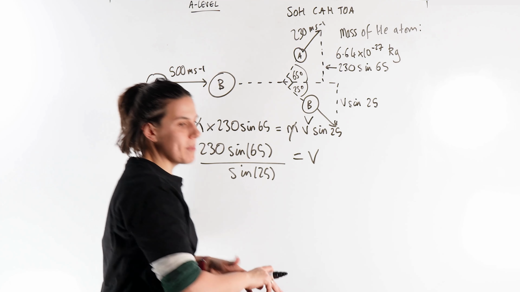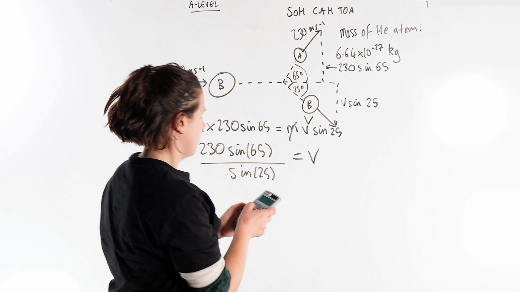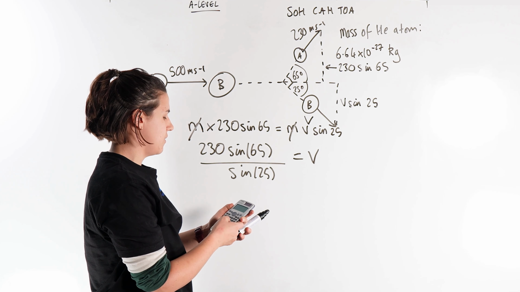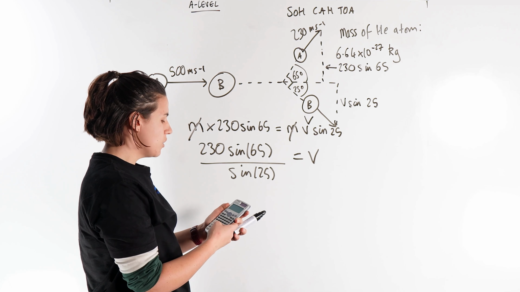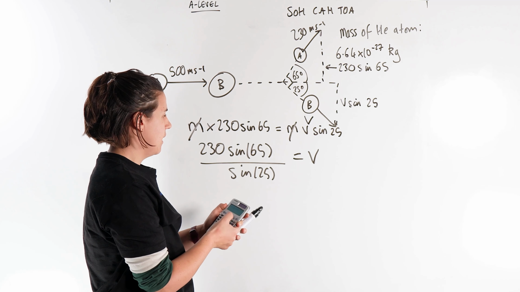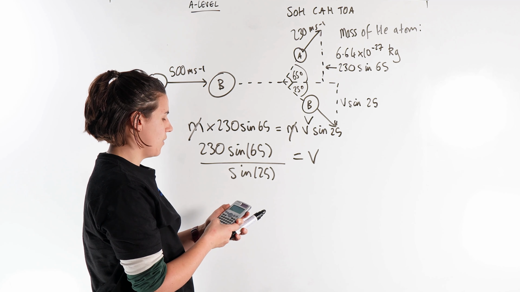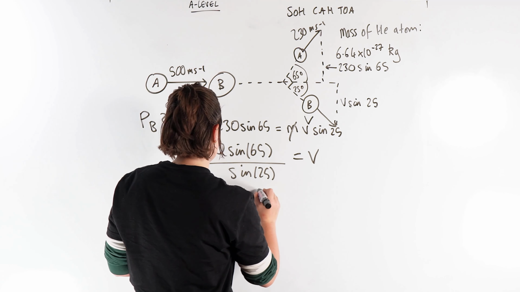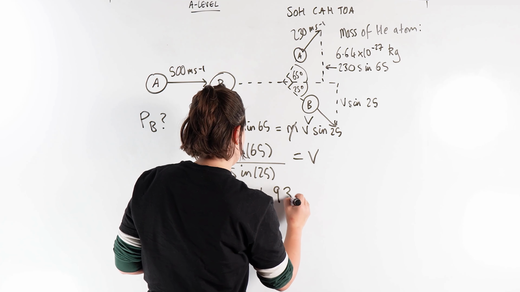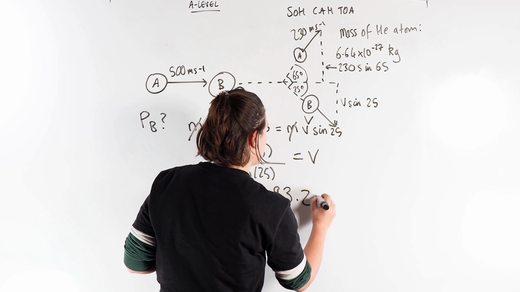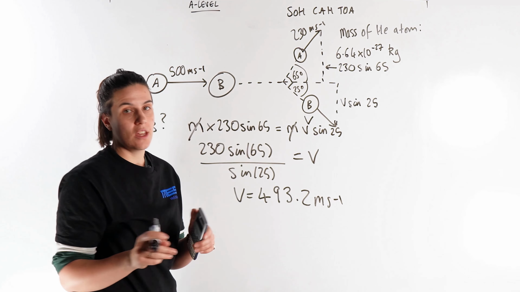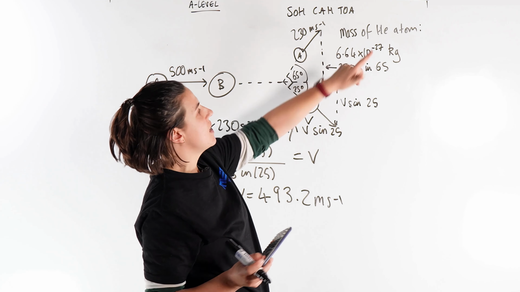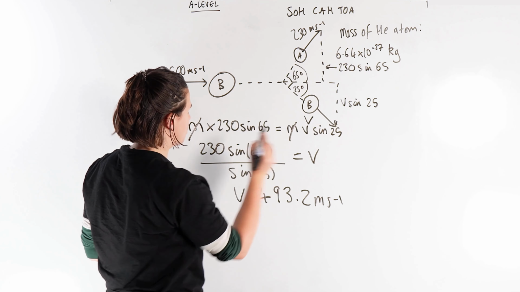So where do I put my calculator? We've got 230 multiplied by the sine of 65, and divided by the sine of 25 to give me V, which is 493.2 meters per second. Now what I need to do is multiply it by the mass of the helium atom to find the total momentum.